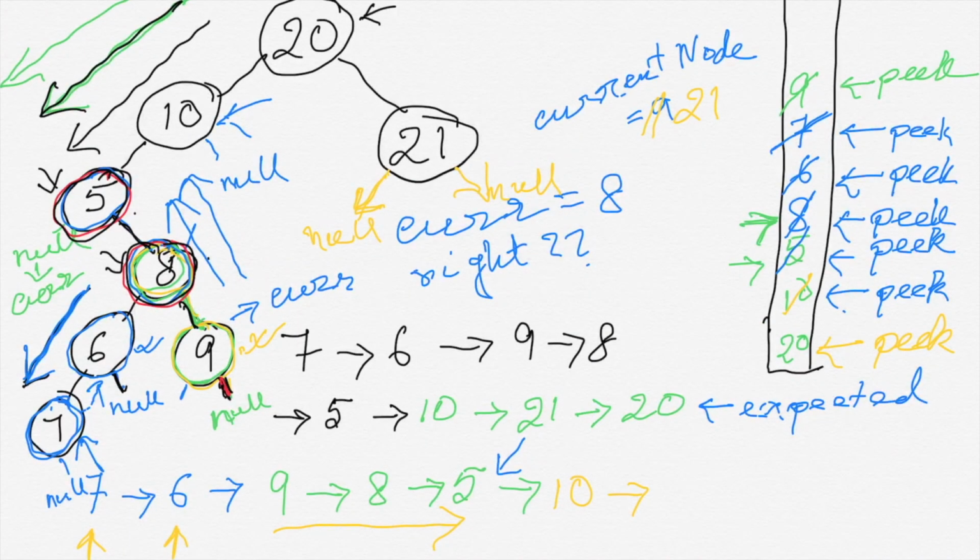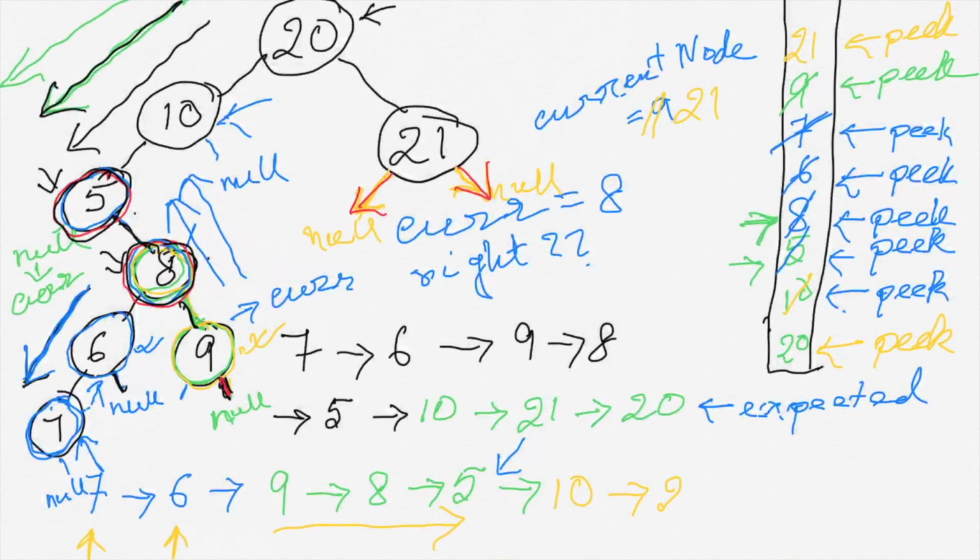Oh, and when we came to 21 from 20, we pushed 21 in the stack, and then we peeked to check for the left and right child nodes, and we saw both of them are null. So here also we are doing the same thing. After we checked the left child node and saw that it is null, we checked if it has a right child.